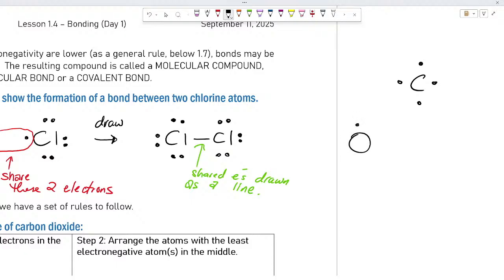And then oxygen has 6, right? Sorry, what's that? God, stop being annoying.